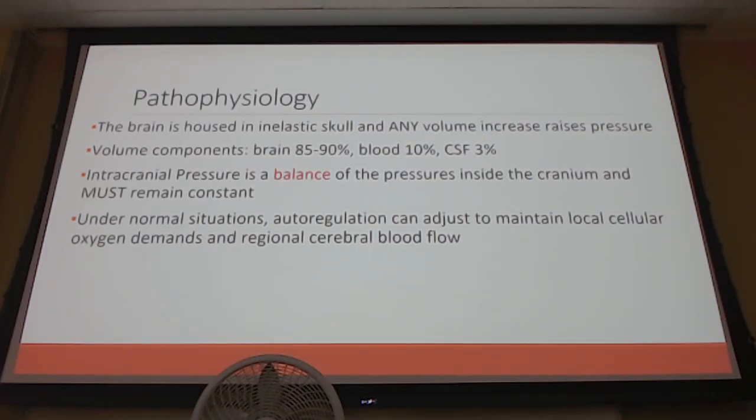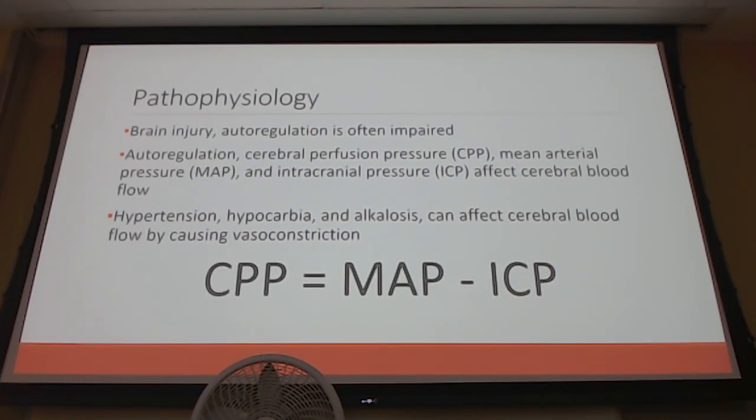Normally, our auto-regulation adjusts everything for us, but when we have some sort of insult to that area, that's when we can start changing those parameters. CPP, MAP, and ICP are the big ones that we're looking at, and there's how we calculate it. So cerebral perfusion pressure is MAP minus ICP.